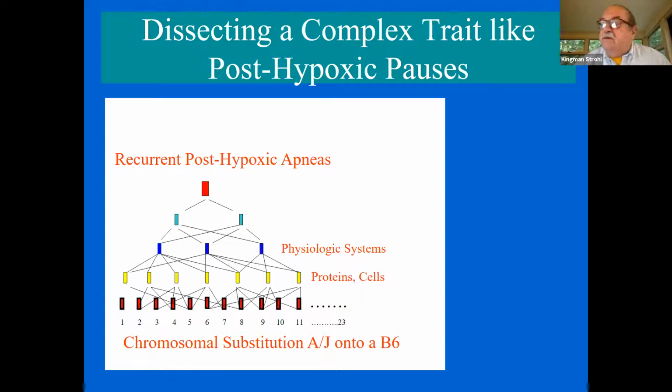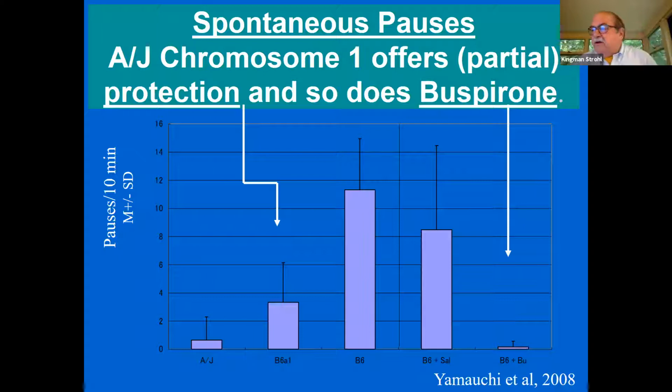So we've done a bunch of things. Now, another guy, Motu Yamuchi, came into the lab after Fan Han and looked at a whole series of chromosomal substitution strains. If the B6 had like 12 pauses in 10 minutes, and the AJ had less than one in 10 minutes, the B6A1 had something right in the middle. We had also learned at that time that we could give buspirone to the B6 and get rid of those pauses. So we knew we could modify it by pharmacology. So AJ chromosome 1 offers partial protection, and so does buspirone.